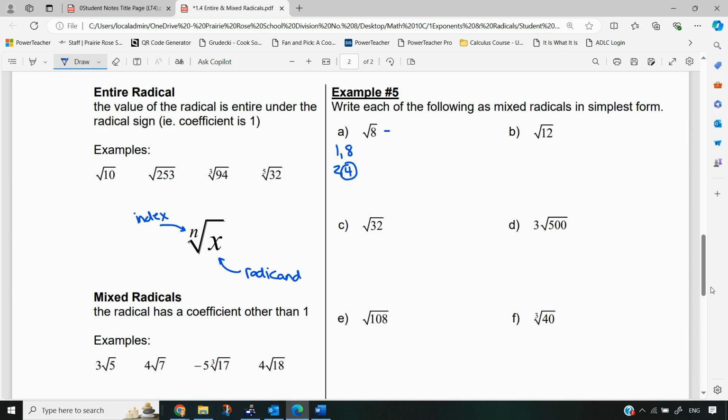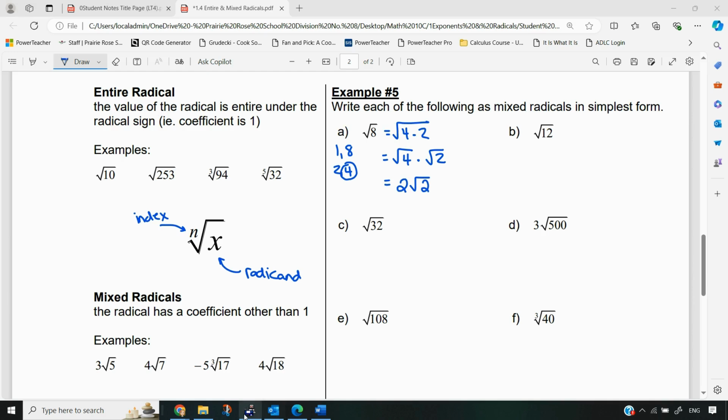This can then be written as the square root of 4 times 2, which can also be written as root 4 times root 2. Now the square root of 4 is 2, so that can be simplified, and root 2 cannot be broken down any further. So the square root of 8 in simplest form as a mixed radical is 2 root 2.